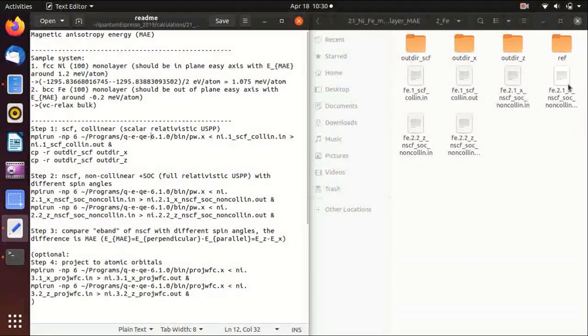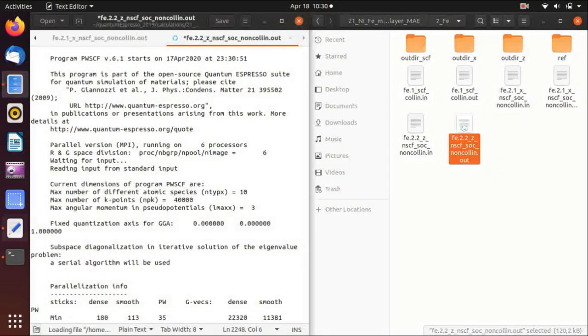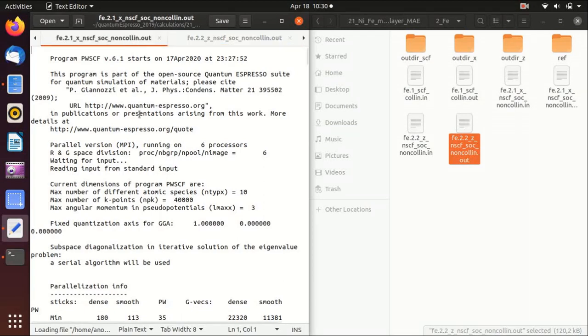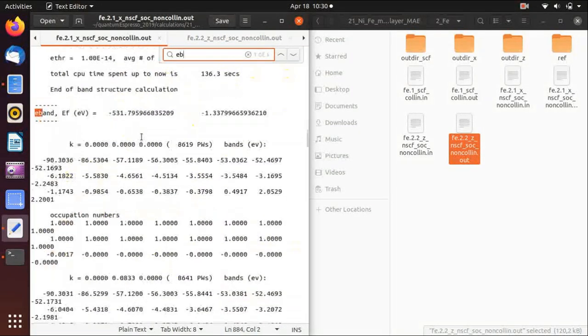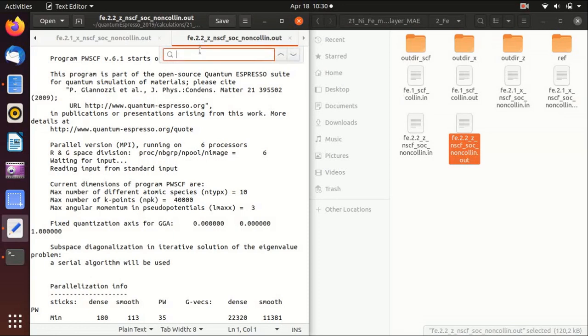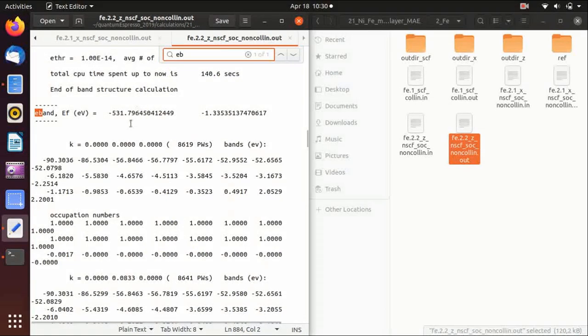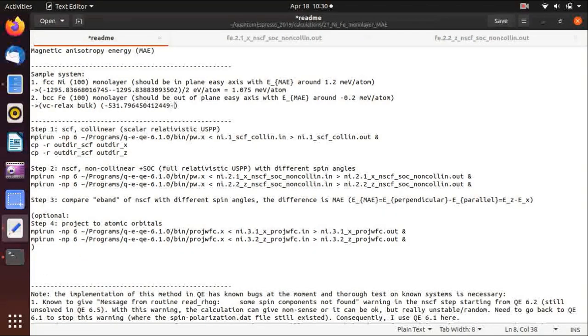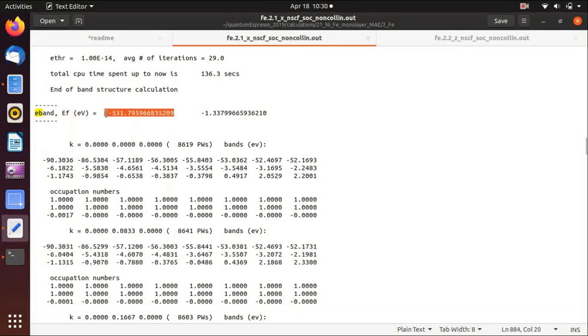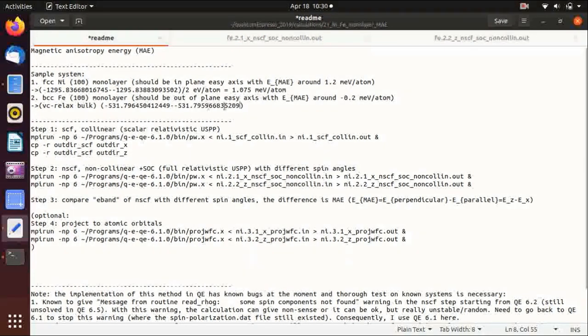And I'll just show you the output files. This is the output file for x direction, and this is the output file for the z direction. You just search EB, and also here, yeah, and we just copy those two. Here, z minus x. Since in this case there's only one atom per unit cell, we don't need to divide by 2, so we just copy the eV per atom, and the result is minus 0.48 milli electron volt per atom.